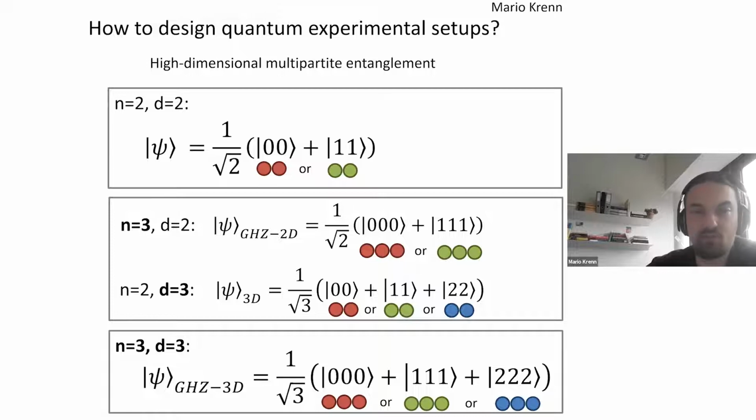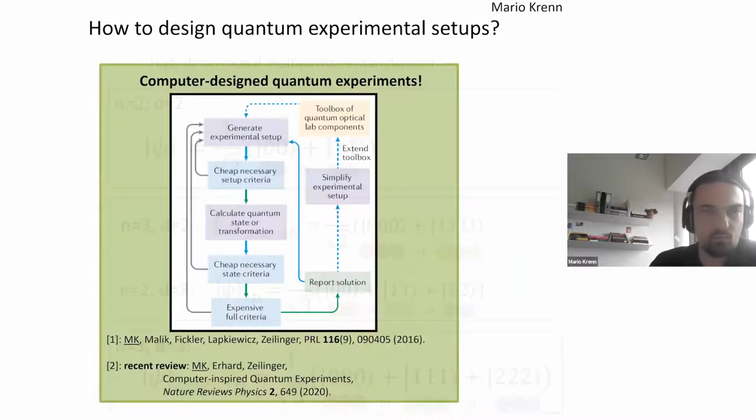I thought that's very strange, and maybe we need to try something different. What I came up with at this point was a computer algorithm that can automatically design such experiments that produce those states. Let me show you briefly how such a computer algorithm works.